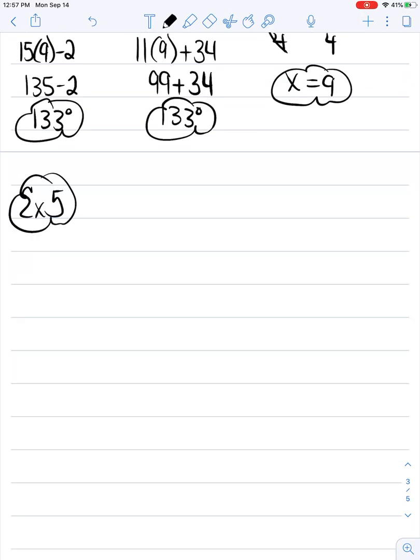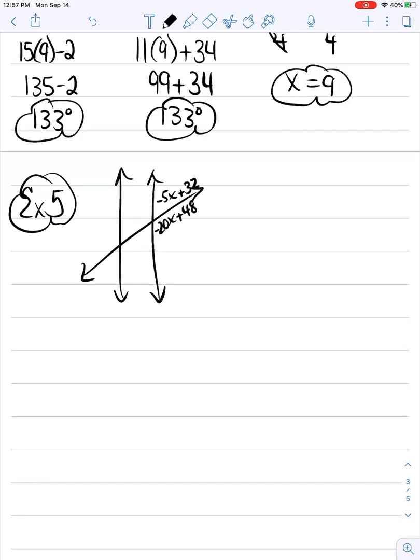Look at example 5. Let's draw our two parallel lines like this. So far, all of our equations have been equal. We're going to see something different here. So we have negative 5x plus 32, and then we have negative 20x plus 48. We're still going to follow our same steps. So first, find your angle relationship. Well, when I do that, I notice that these two are side by side and they make a straight line. So I'm going to add these two together and set that equation equal to 180. That's the only one. If they're side by side like that, they're going to equal 180.